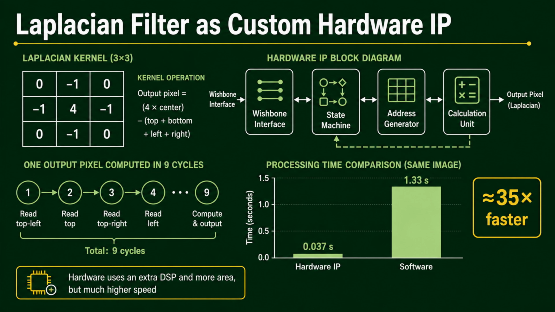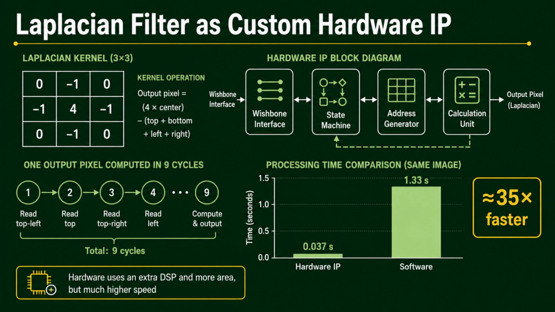Now we reach the main image processing accelerator. The Laplacian filter is an edge detector. The kernel used in this project is a 3x3 matrix with a center coefficient of 4, -1 on the top, bottom, left and right positions, and 0 in the 4 corners. Conceptually, the output emphasizes rapid changes in pixel intensity. When the intensity of neighboring pixels changes sharply, the Laplacian result becomes large, allowing edges to appear prominently in the output image. The first implementation is a dedicated hardware IP.